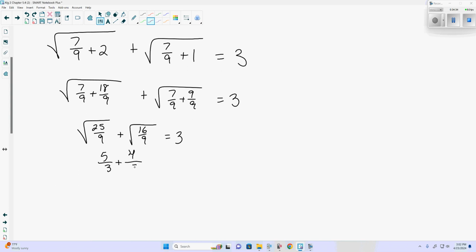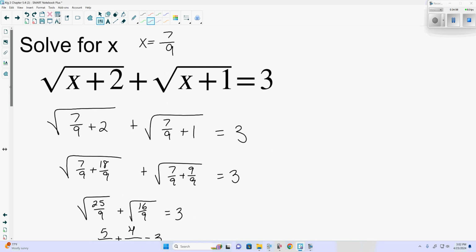16/9 would be 4/3. And since they do have the same denominator, we can add them, giving us 9/3, which is indeed 3. We didn't have to do that by hand. We could have typed the whole thing into the calculator on the left-hand side, and it would have told us it was 3. So our answer is 7/9.